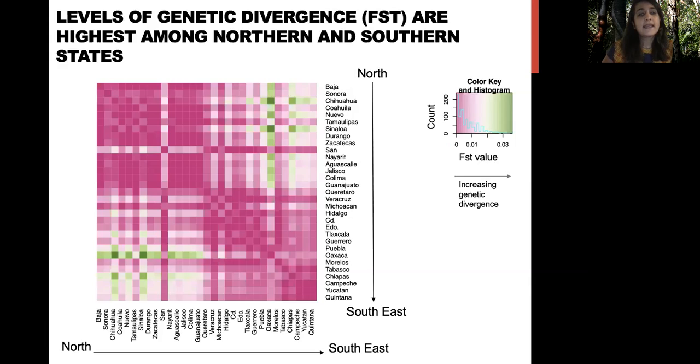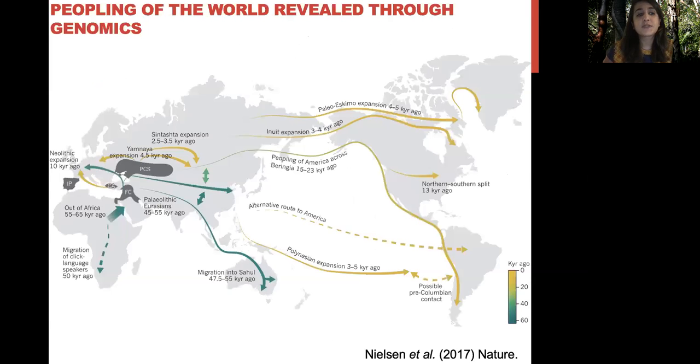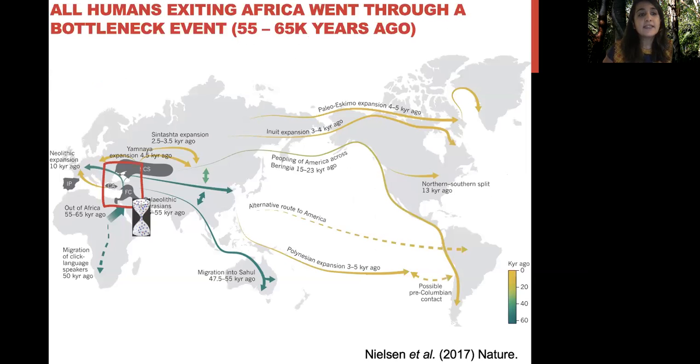Each of these ancestries reflects a specific demographic history. To understand the demographic history of contemporary Mexico, we first need to see the global perspective. In this map of the peopling of the world as learned through genomics, key to note is that all individuals that left Africa went through a bottleneck, or shrinking in population size, followed by re-expansion as they traversed across Europe, Eurasia, and Australia, including present-day Europeans.